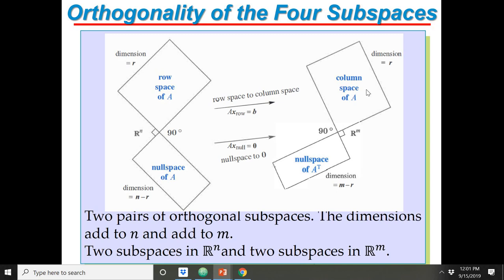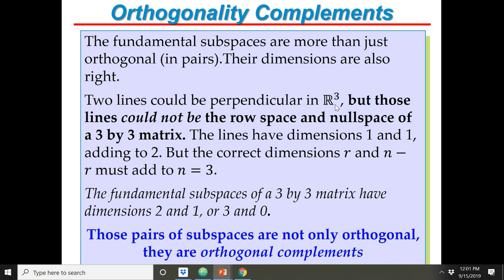I'm going to come back to explain what is shown in the middle of these pictures in 1 second. Okay, but this is an important part of the fundamental theorem of linear algebra.